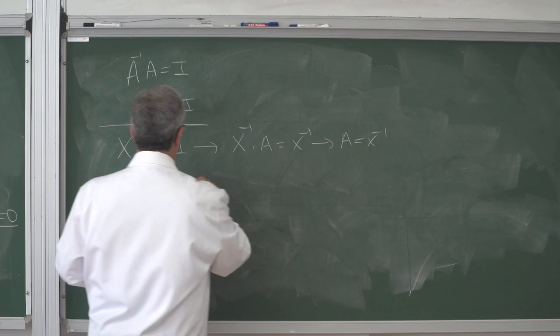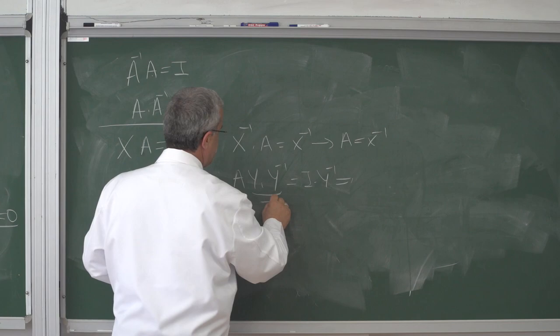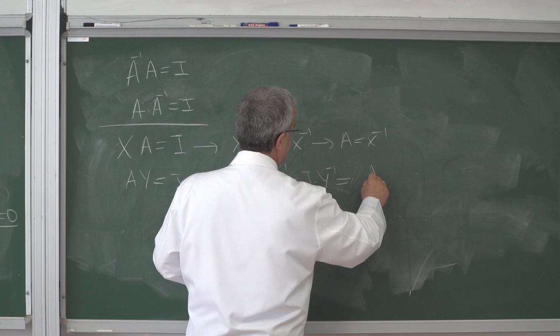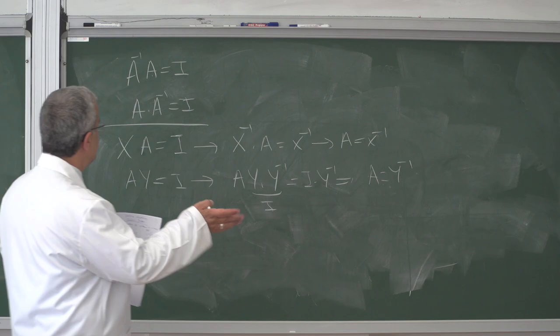From here, A times Y inverse is equal to I times Y inverse. This is identity, and this would give you A is equal to Y inverse. That means X inverse and Y inverse are the same. That means X and Y are the same, okay? So therefore, left inverse and right inverse for a square matrix are the same.